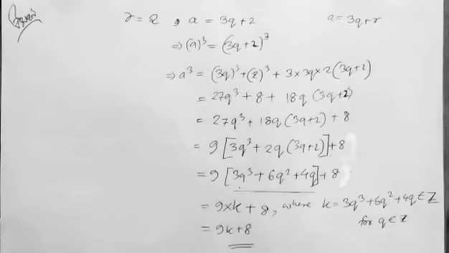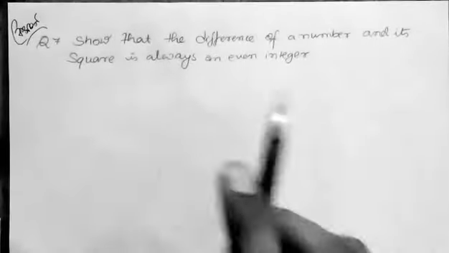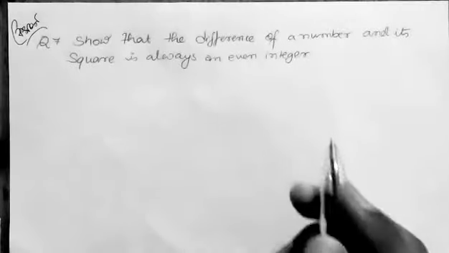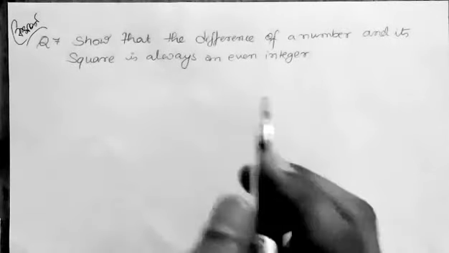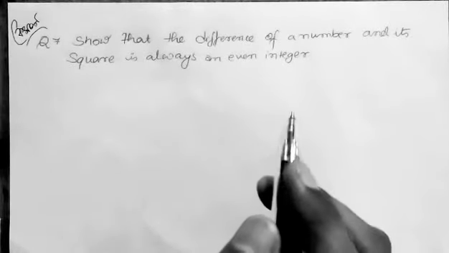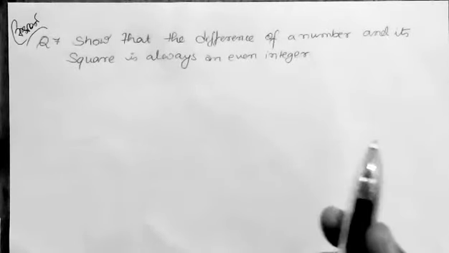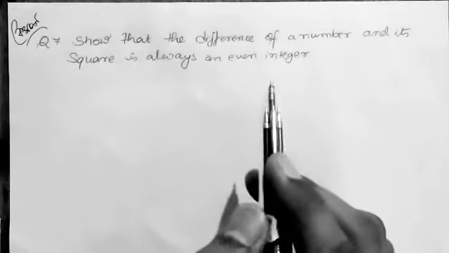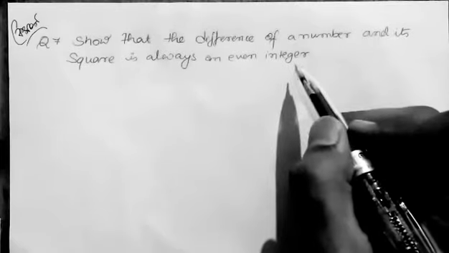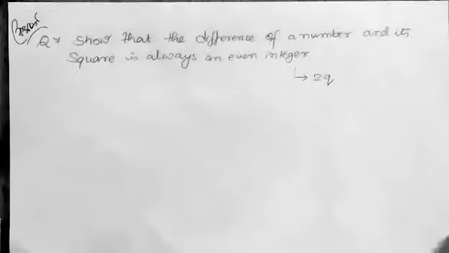Okay, so now we will consider another problem. This question reads that the difference of a number and its square is always an even number. So if we consider the number to be any integer, say a, then according to the question we need to prove that a square minus a is always an even number. I guess you remember the condition for an even number. Every even integer can be expressed in the form of 2q.